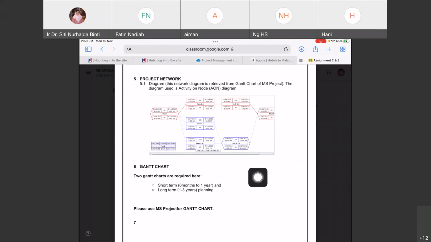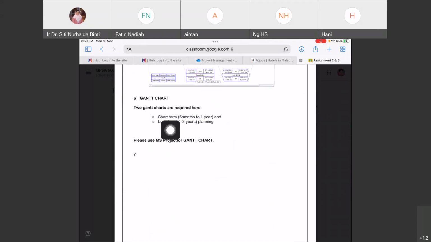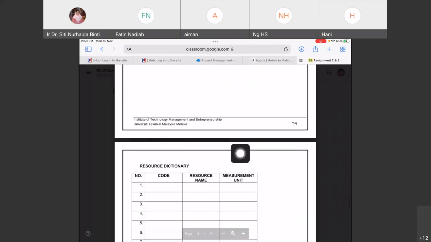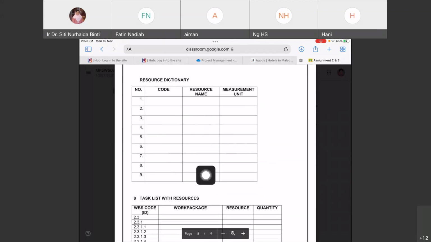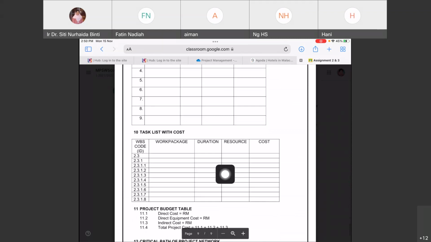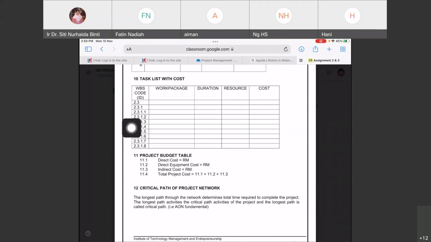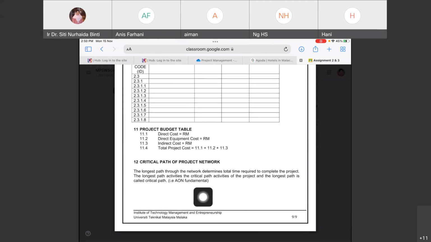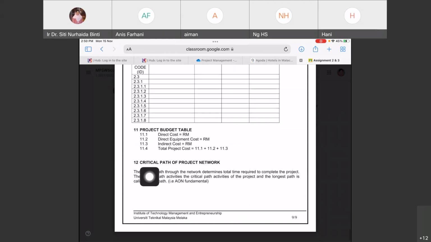Then I want you to produce short-term and long-term planning, so I would love to see two Gantt charts. Then the resource dictionary, task list with resources, cost account, and task list with cost. From these, we can get the direct cost, direct equipment cost, and indirect cost, and hence the project cost. Lastly, I want you to come up with the critical path of the project network.